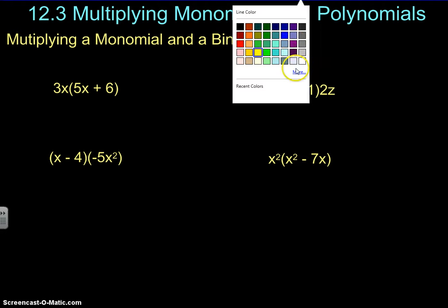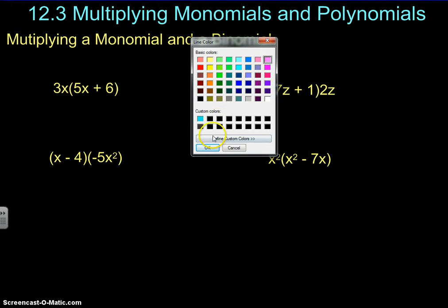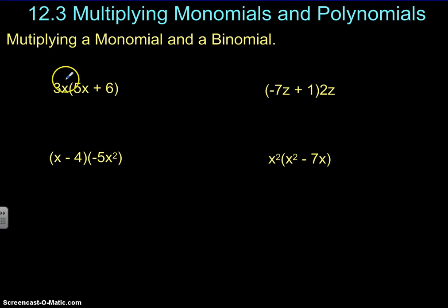Let me get a different color and see if we can work with a different color here. Okay, look at the first one. I'm going to use the distributive property. I'm just going to multiply these two. I've got a monomial multiplied to a binomial. Okay, so 3x times 5x, that's going to be 15x squared. x^1 times x^1 is x^2. I add the exponents when I multiply. Okay, plus 3x times 6 is 18x. It is in standard form. This is first, this is second. We're good.